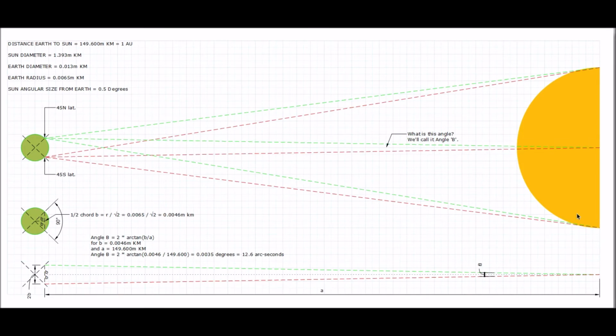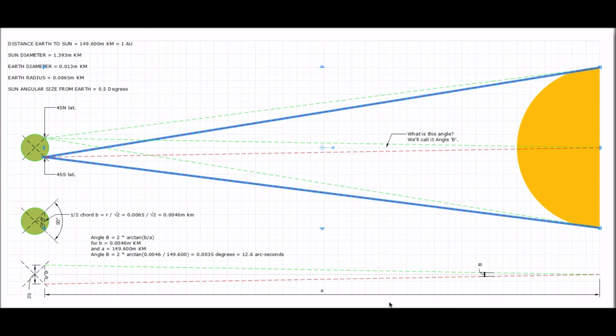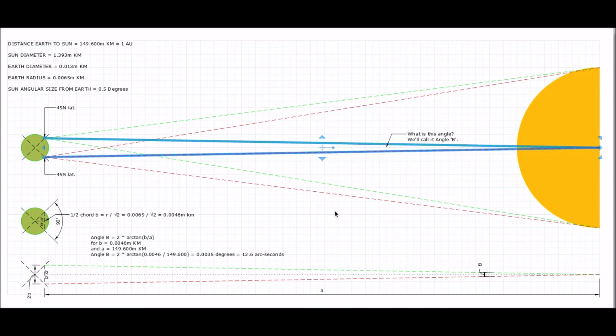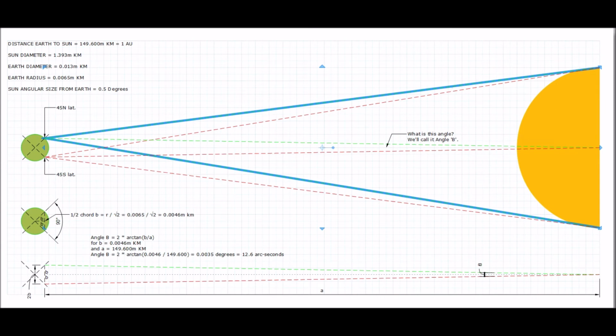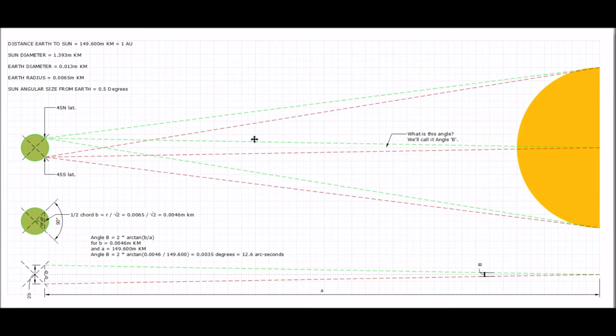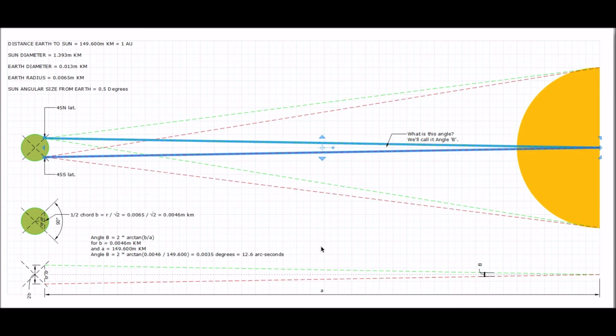To reinforce that point, I'm going to point something out here. The angular size of the sun as seen from the Earth depends on the size of the sun, and it gives us that angle there or that angle there. But for this angle, the angular size of the Earth as seen from the sun, the diameter of the sun is irrelevant. This angle is dependent on the diameter of the Earth.